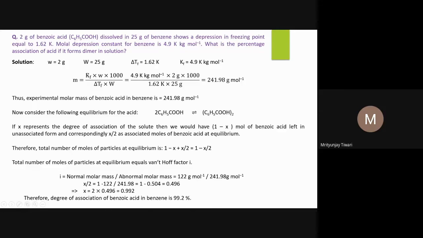Let us calculate the molar mass from this formula. You can go back and see how we have derived it. So this is the formula: M is equal to Kf into W, the mass of solute in gram, into 1000, divided by delta Tf into w. This is the molar mass of the solute. We write these values here, and after writing them, what will you obtain? Actually 241.98 gram per mole. This is the experimentally observed or abnormal molar mass, because it is based on the colligative properties. Thus the abnormal molar mass of benzoic acid is 241.98 gram per mole.